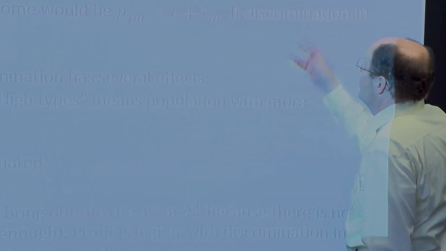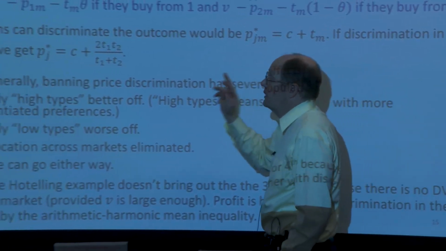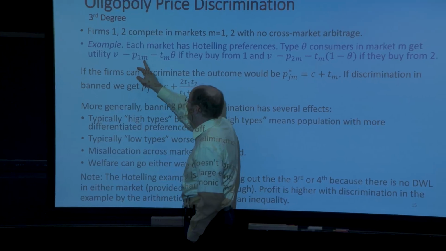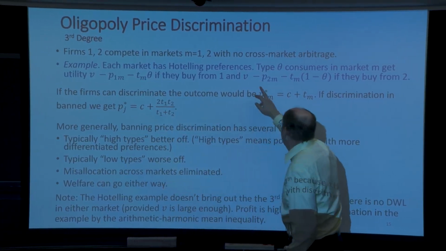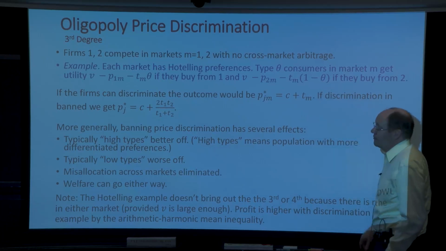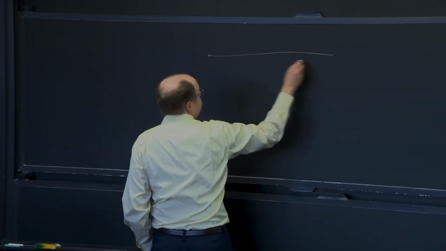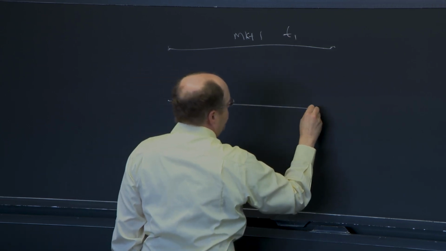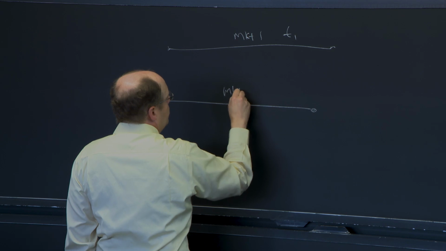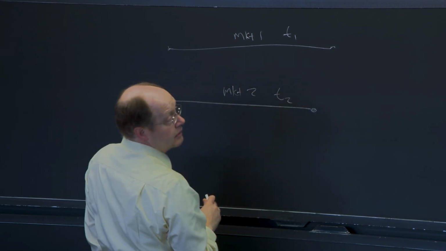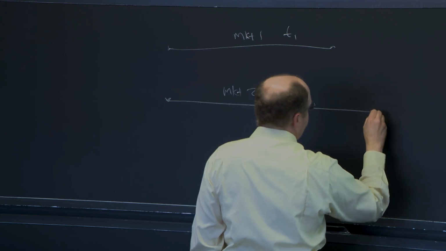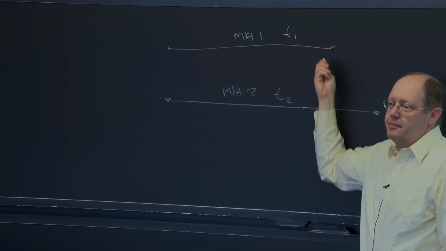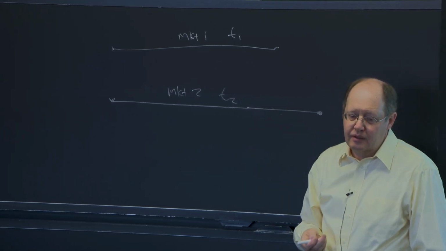Okay. So suppose that each of the markets has Hotelling preferences, and the type theta consumers in market M get utility V minus P1M, the price of firm 1 in M, minus T_M theta if they buy from firm 1, and V minus P2M minus T_M times (1 minus theta) if they buy from firm 2. So this is just competition on two lines. This is market 1, and it has some parameter T1, and this is market 2, and it has some parameter T2. I think I made T2 the higher one. So you're competing on this line, you're competing on this line. These markets are completely separate.